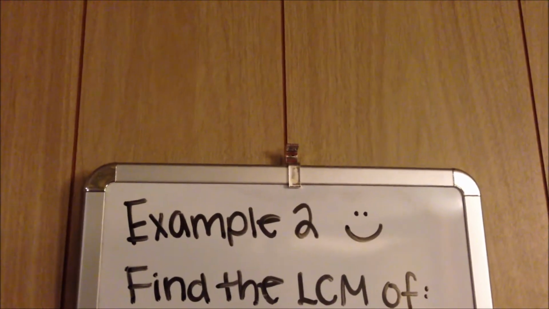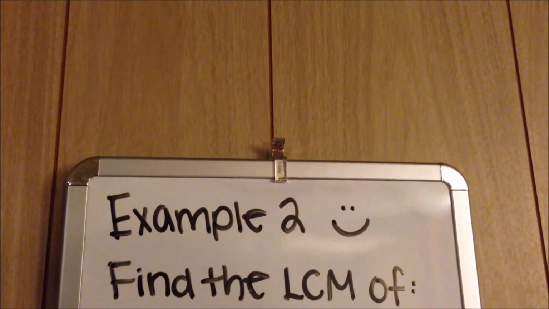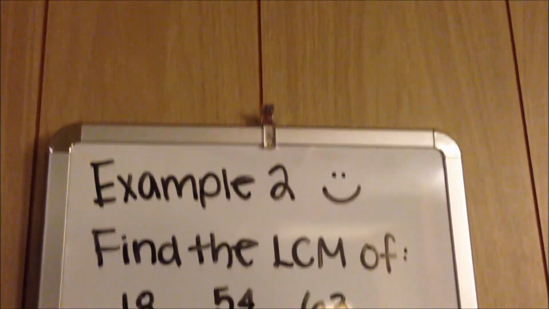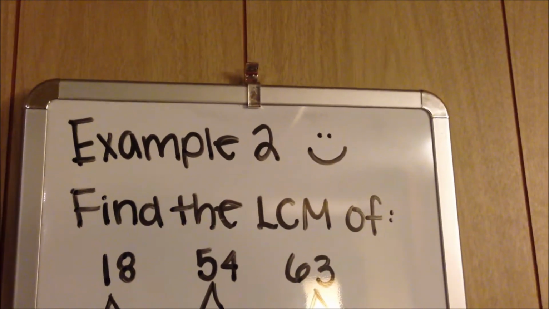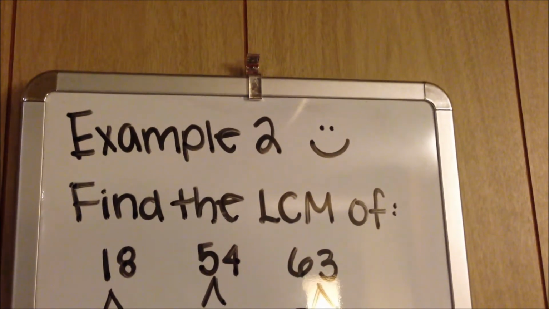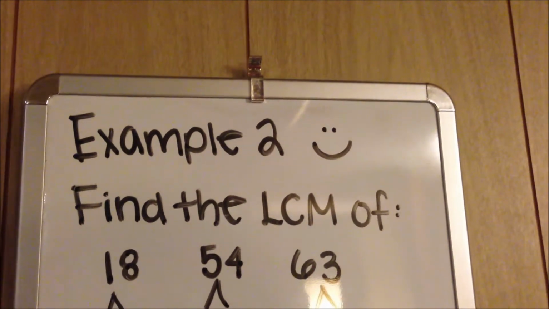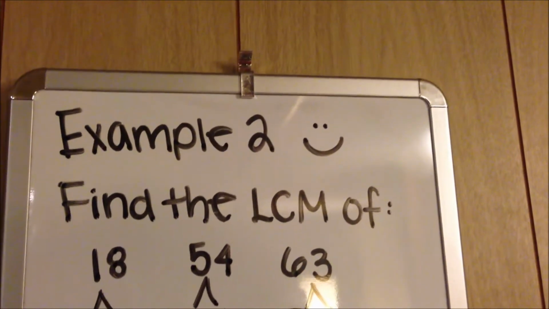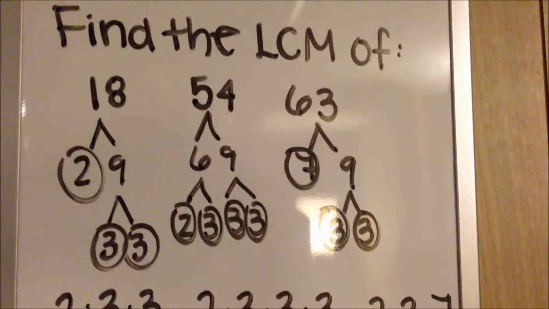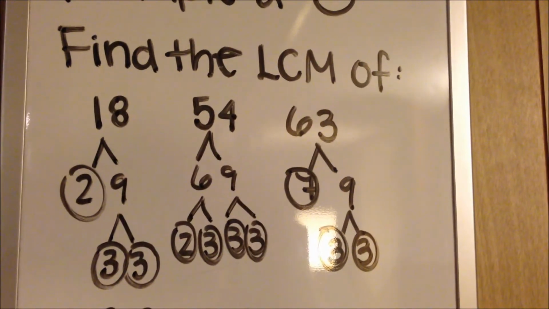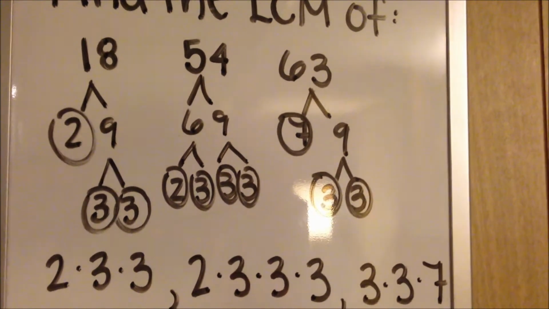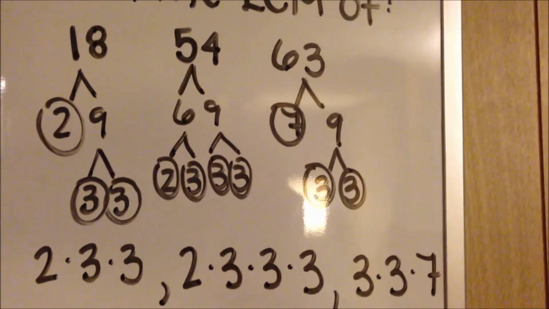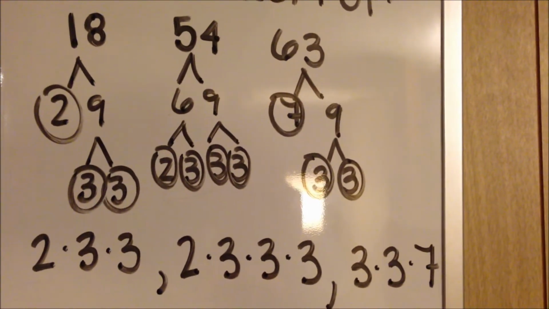Okay, let's try another example, but this time we're going to use factor trees. Let's find the LCM of 18, 54, and 63. If we used multiples of the numbers, it would be pretty tricky trying to find the multiples of 18, 54, and 63. So if we do the factor trees of all three numbers, for 18 we get 2 times 3 times 3. For 54 we get 2 times 3 times 3 times 3. And for 63 we get 3 times 3 times 7.